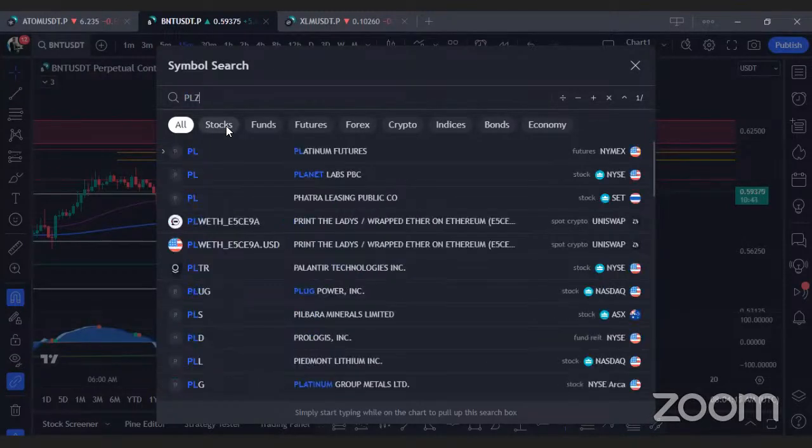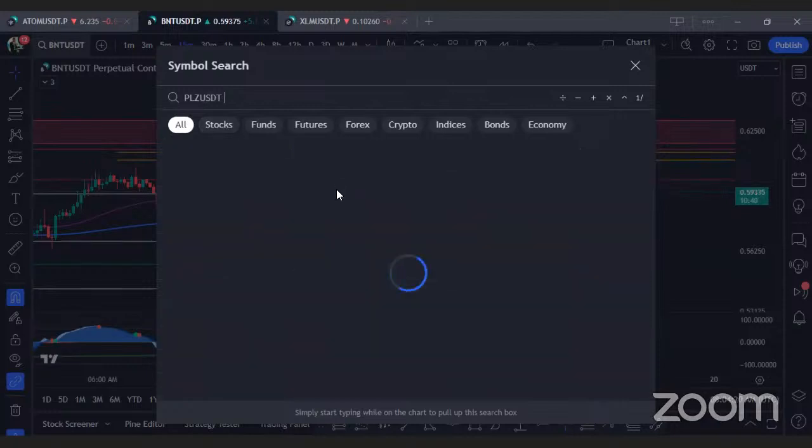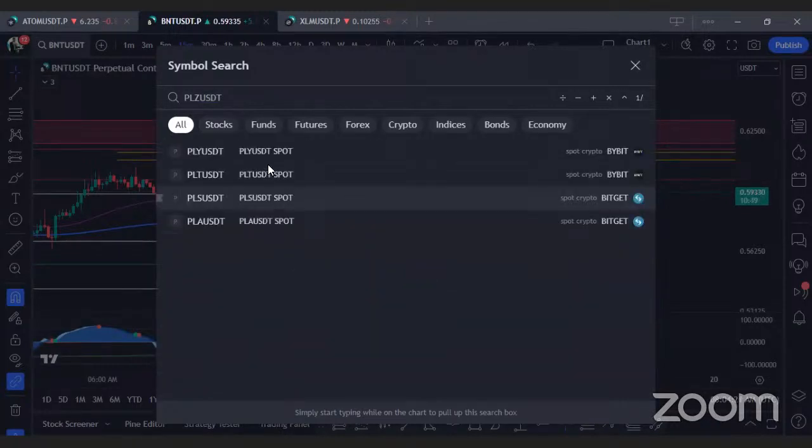PLZ USDT. PLZ is only traded on the spot market on Bitget and Bybit. No, is it PLZ? There's nothing like PLZ. This is PLY. Maybe it's a typo. You can correct that if I got it wrong. Okay, so let's look at TOMO.